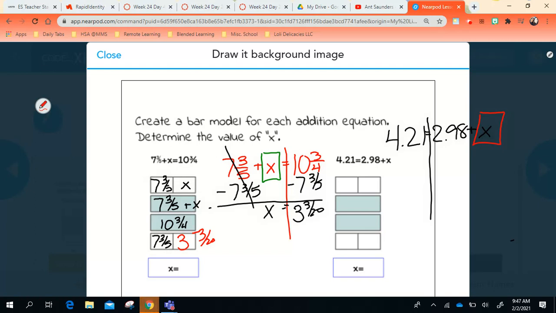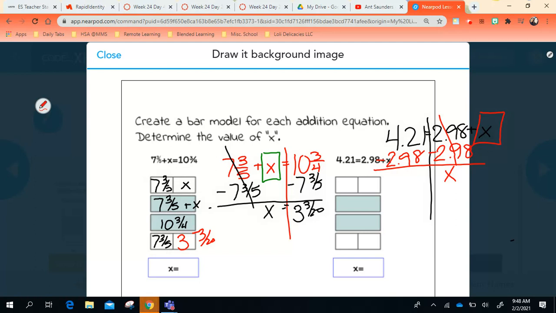2.98. What is the inverse of addition? Subtraction. So I'm subtracting 2.98 on both sides. So remember, 2.98 minus 2.98 gives me 0. So all I bring down is that x.